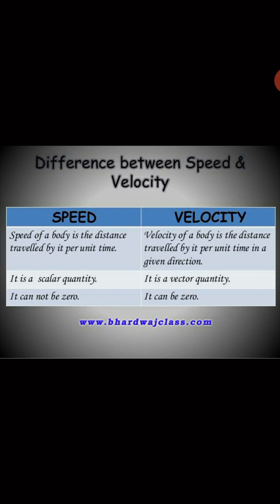Speed of a body is the distance traveled by it per unit time. So whatever is the distance covered in that particular time is called speed. Example, if a car is traveling and it has covered a distance of 50 meters in 10 minutes, then this distance divided by time will give you the speed of that car.